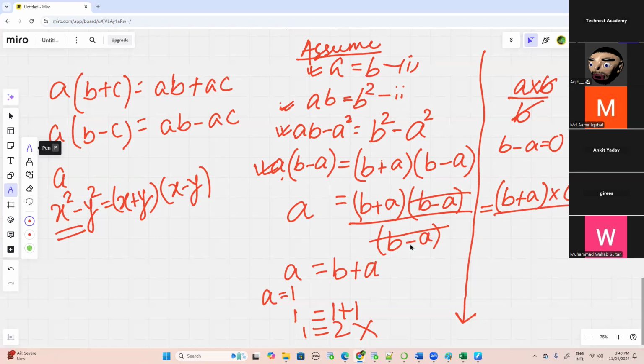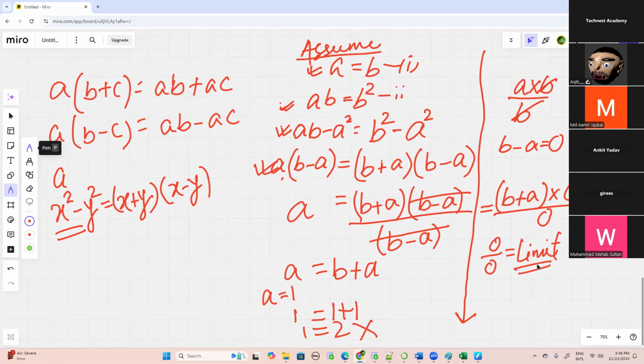Now, here also this is B minus A, it means zero. Is 0 by 0 allowed in mathematics? No. This division is not allowed in mathematics. Because of this 0 by 0, you have that chapter in calculus known as limit. You might have studied this.